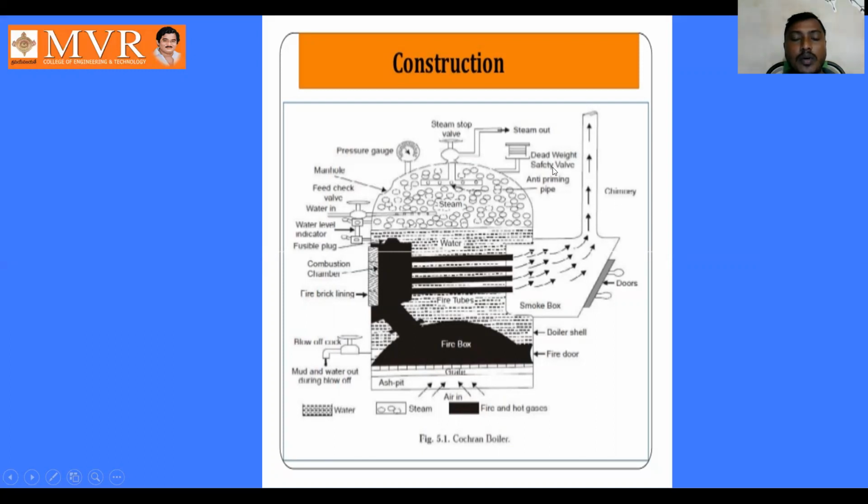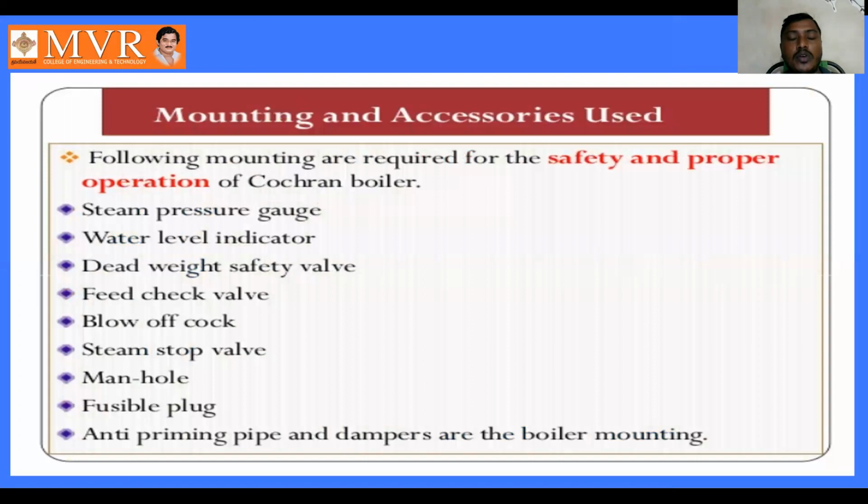These are some of the mountings and accessories, namely a blow off cock, pressure gauge, steam stop valve, and dead weight safety valve. These are some of the mountings and accessories which we are using for controlling this boiler. We can observe here the mountings and accessories used in the boiler. The following mountings are required for the safety and proper operation of the boiler.